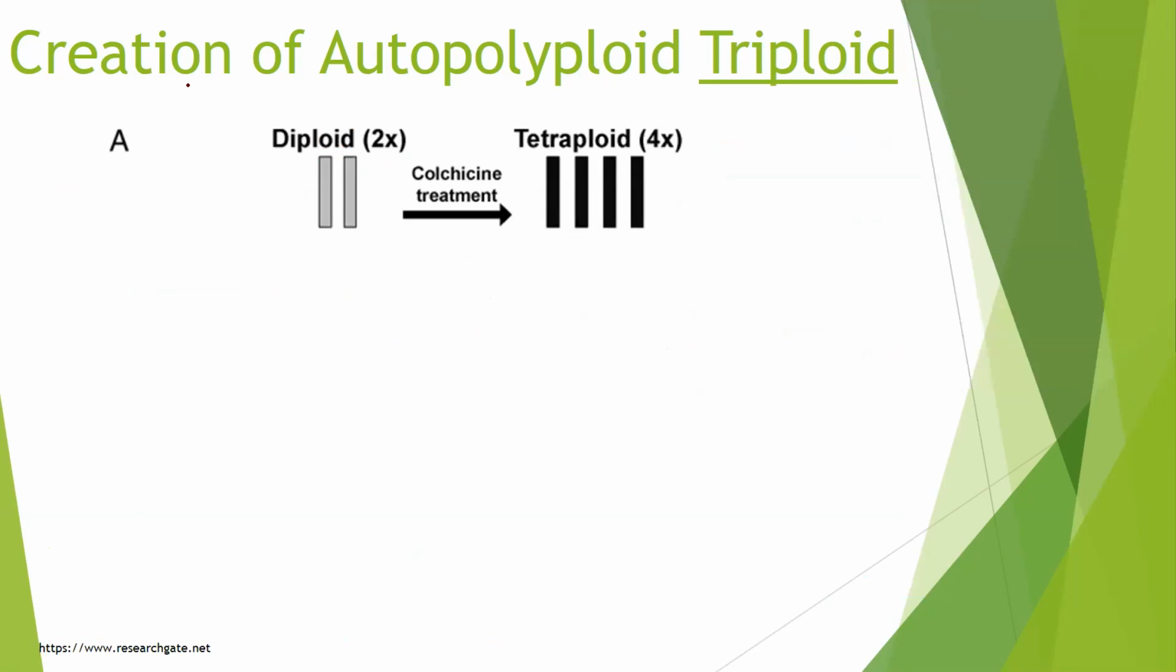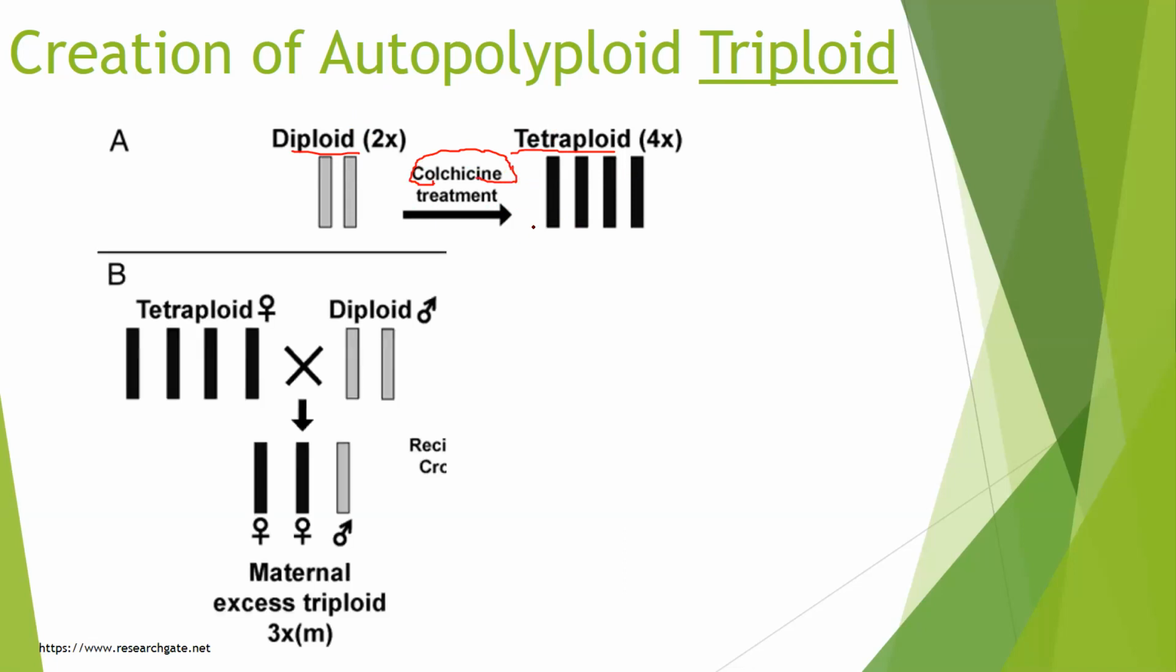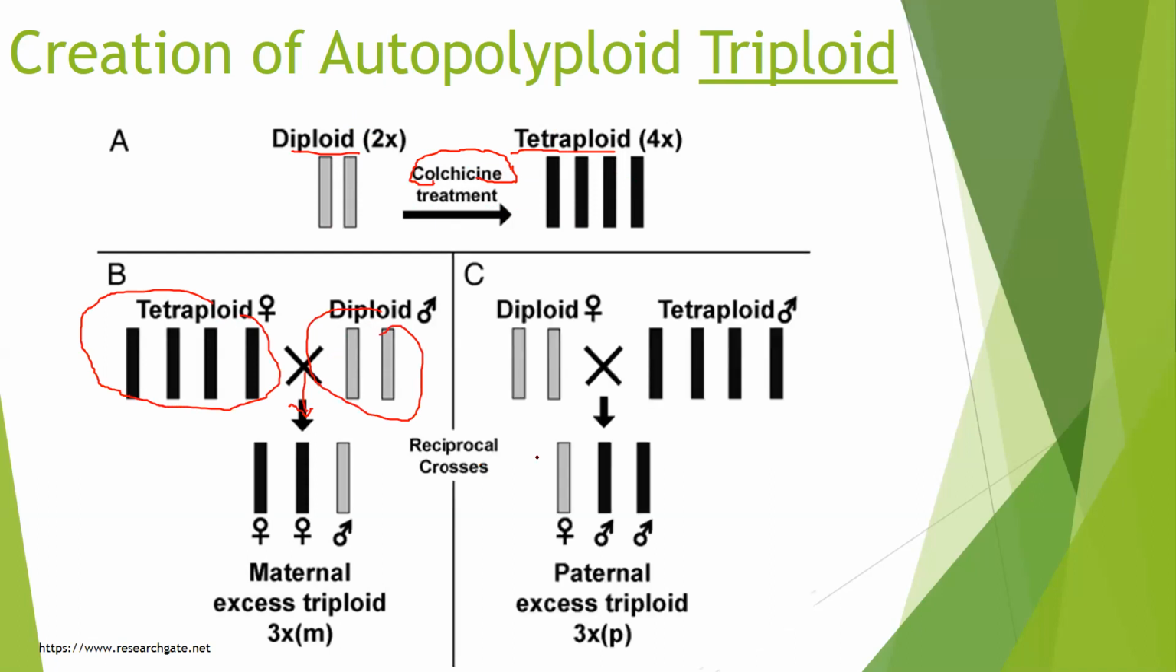So then how do we create a triploid? That's easy, right? Because we just learned how we can create a tetraploid from a diploid using colchicine. If we successfully create a tetraploid, then we can easily cross the tetraploid with the diploid to produce a triploid. The same thing here. So this is how we do it.